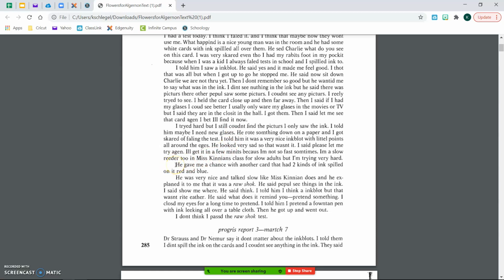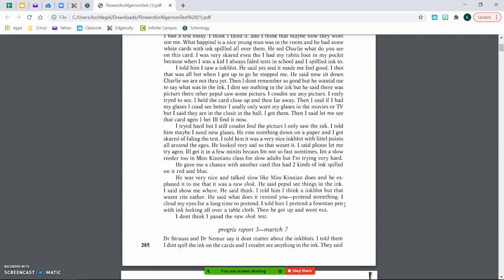He gave me a chance with another card that had 2 kinds of ink spilled on it, red and blue. He was very nice and talked slow like Miss Kinion does, and he explained it to me that it was a Rorschach. He said people see things in the ink. I said, show me where. He said, think. I told him, I think a ink blot, but that wasn't right either.